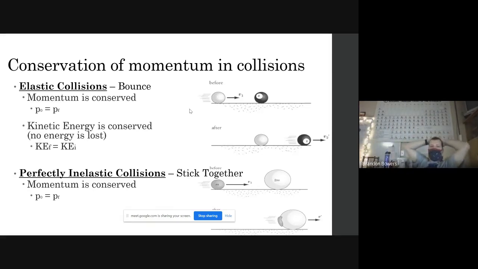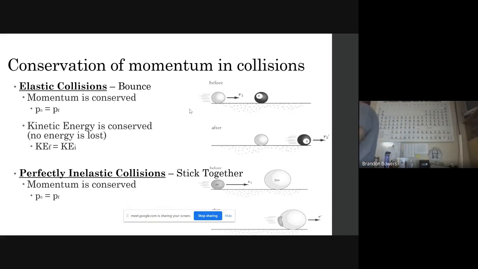So elastic collisions, they bounce. Elastic, that kind of makes sense, right? It bounces, and momentum is conserved. So the initial momentum is equal to the final momentum. Now, the biggest difference between elastic collisions and perfectly inelastic collisions is that the inelastic stick together. If the inelastic stick together, is our kinetic energy conserved?